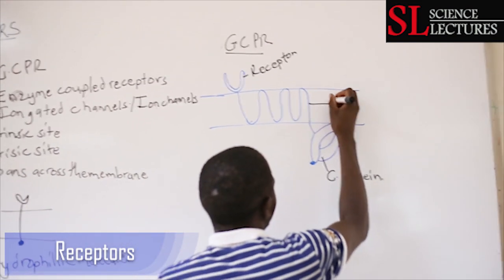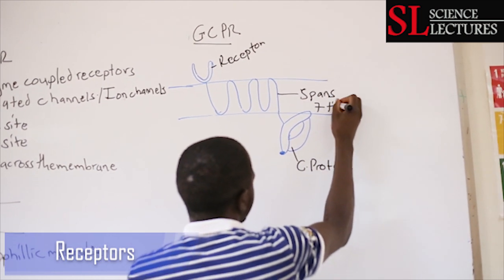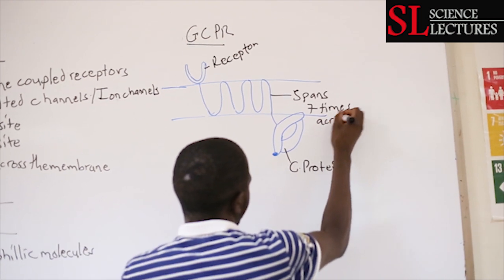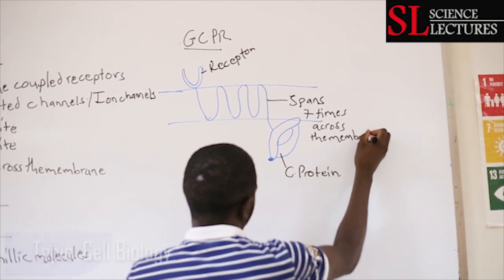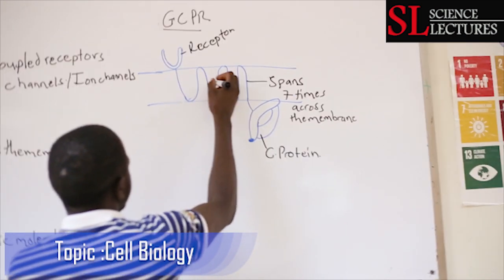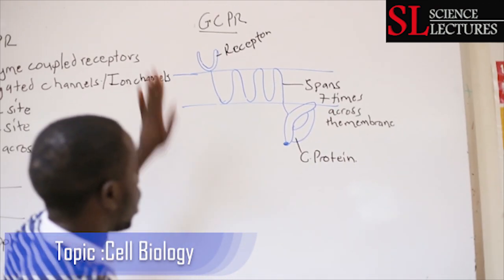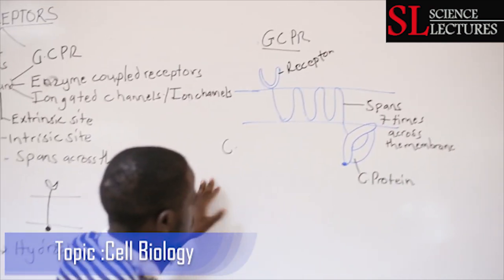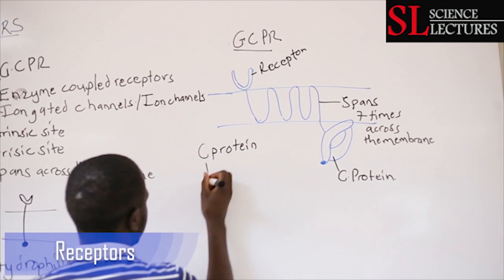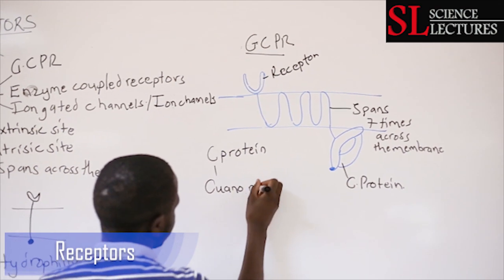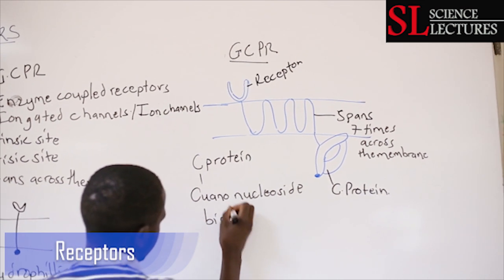and we shall have a protein that spans 7 times across the membrane. When I say 7 times, I mean 1, 2, 3, 4, 5, 6, 7. So it spans 7 times across the membrane. And G-coupled protein receptors are called so because they are bound to the G protein, which G protein is called the guanonucleoside binding protein.